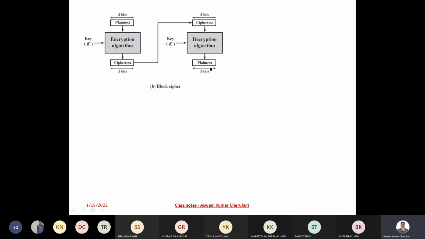Are you able to see the block cipher? Yes, sir.